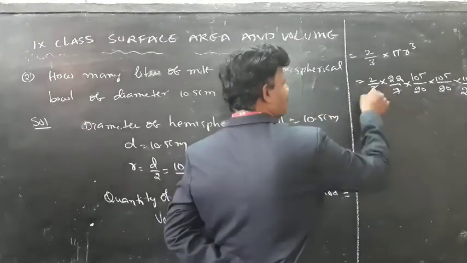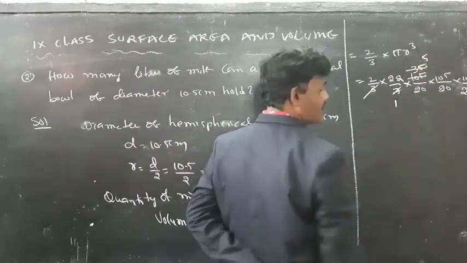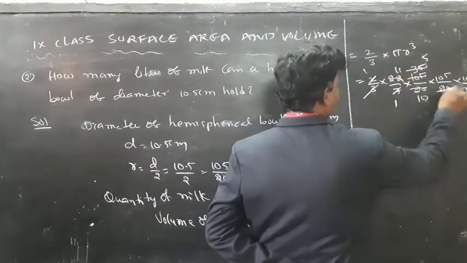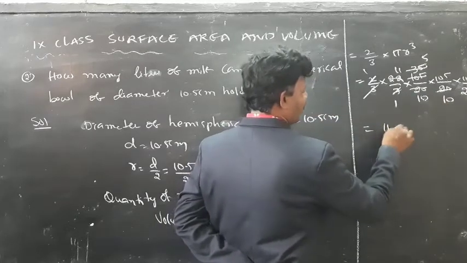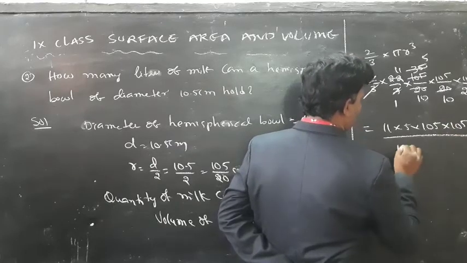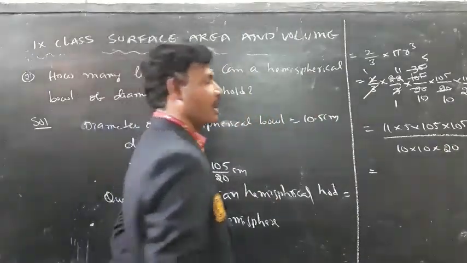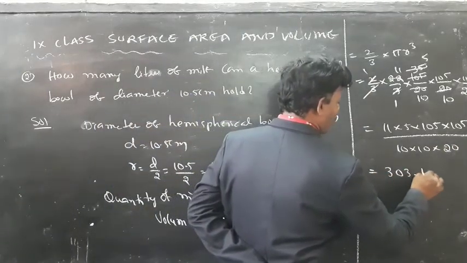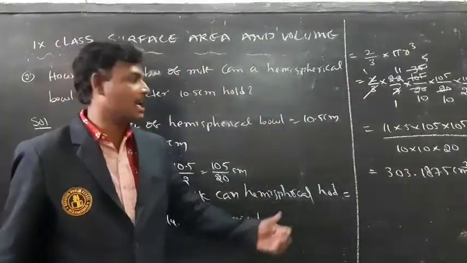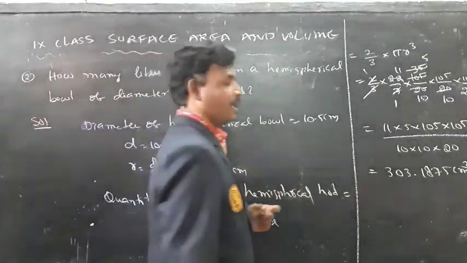Any cancellations here? 3 ones are 3, 3 threes are 9, 3 fives are 15. 7 ones are 7, 5 sevens are. 2 ones are 2, 10s are. Next 2 elevens are 22, 2 tens are. So what is the remaining here? 11 into 5 into 105 into 105 by 10 into 10 into 20. If you do the calculations, you will get the answer 303.1875 centimeter cube. But I need it in liters.